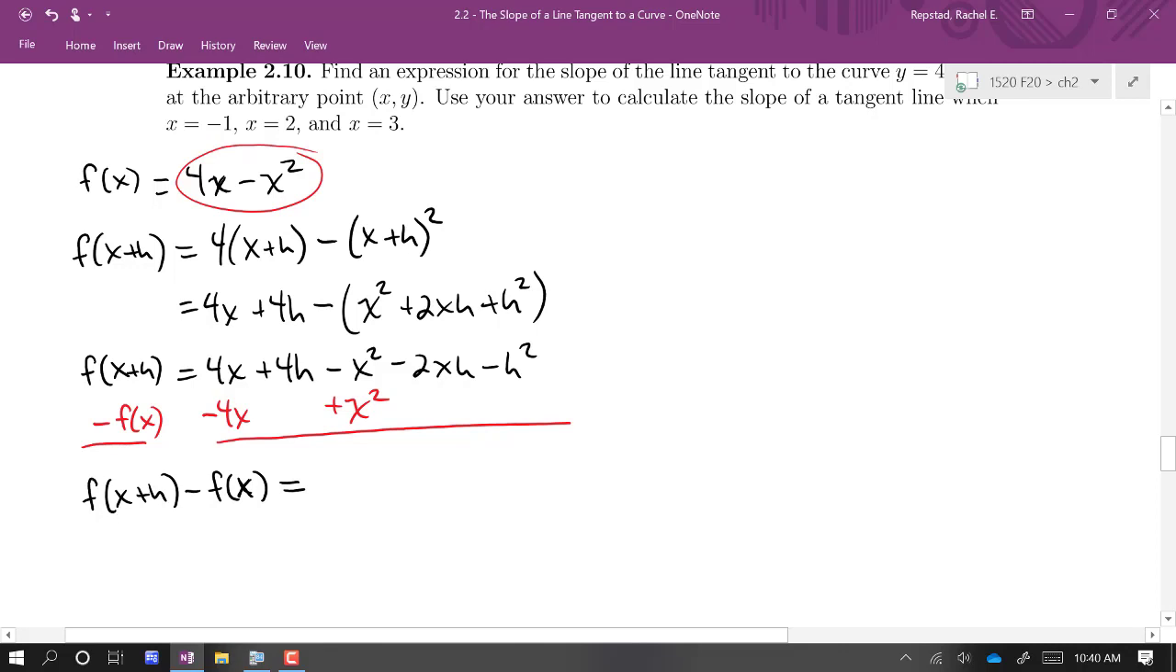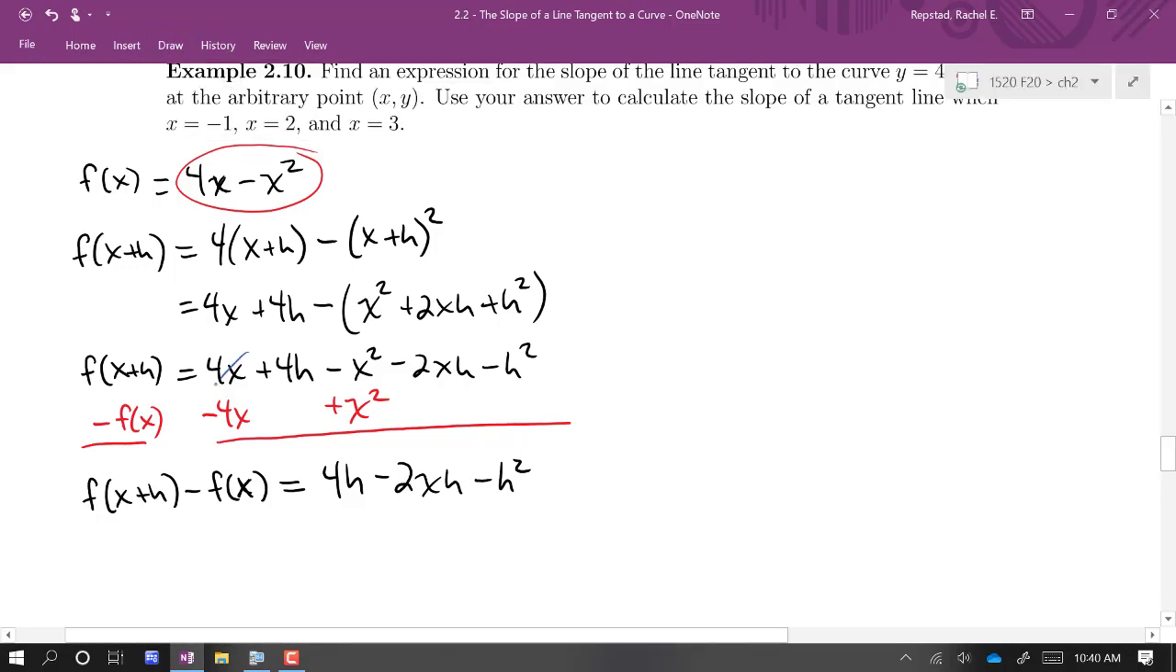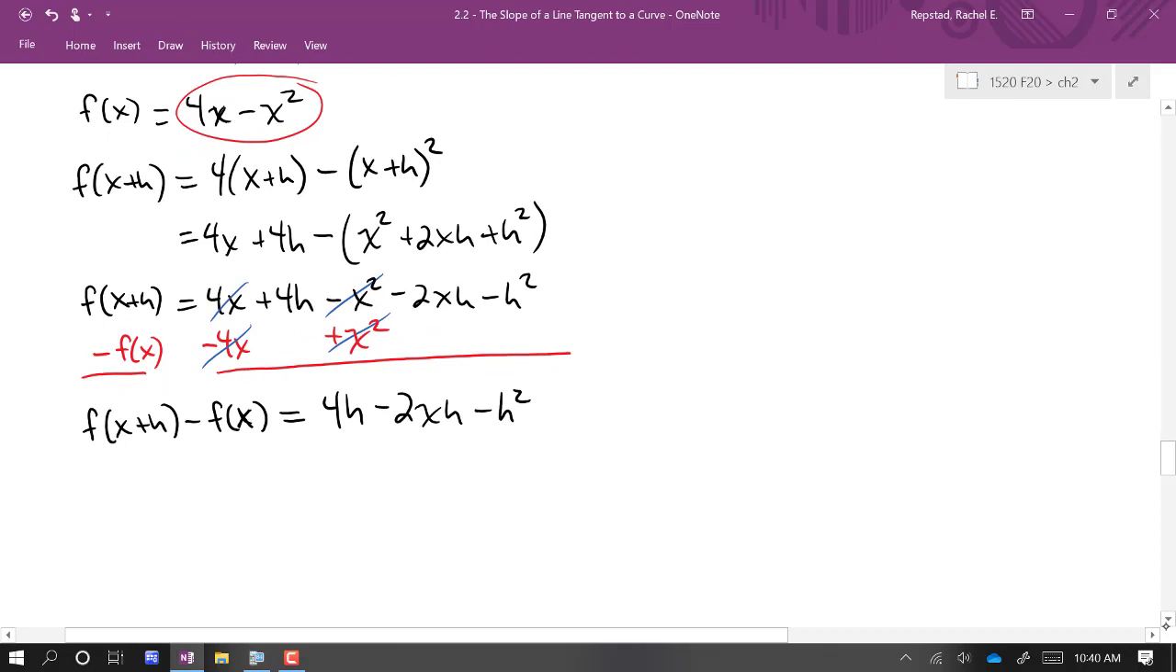So our expression for f of x plus h minus f of x is equal to 4h minus 2xh minus h squared, because the 4x and the minus 4x cancel, the minus x squared and plus x squared cancel. So this is sort of this side work, this algebra work I'm doing that I can use to substitute into this limit that we set up.